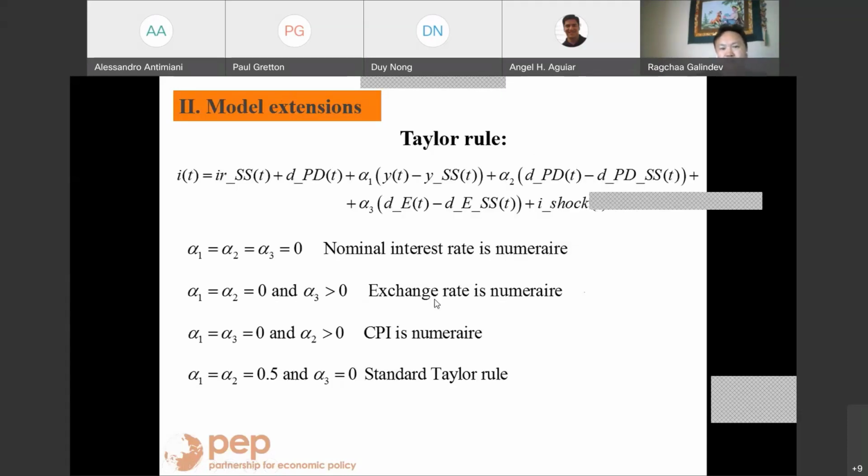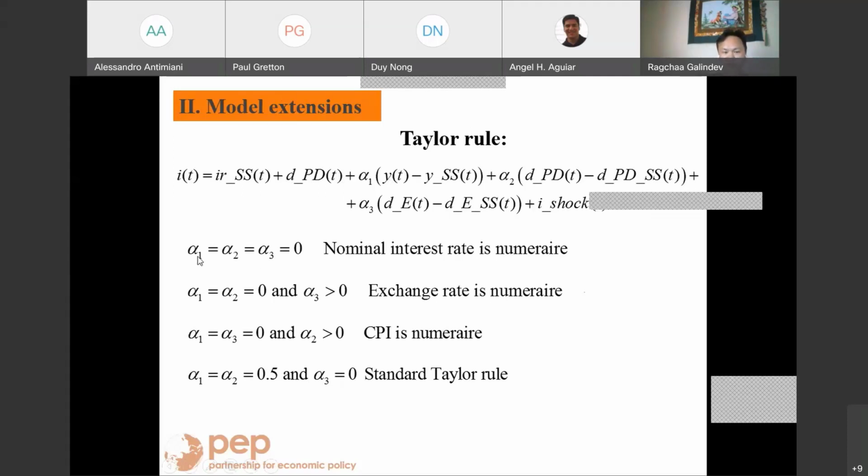And now I'm going to introduce to you this Taylor rule. That's the nominal interest rate. That's the steady state real interest rate, and that's the inflation rate. And then we have this output gap, this inflation gap, the exchange rate depreciation gap, and then some shock here.